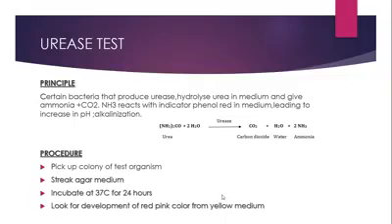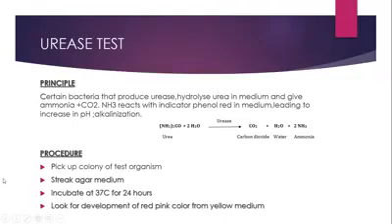Now the third test is the urease test. The principle here is that certain bacteria produce an enzyme, urease, which can hydrolyze urea in the medium and give off ammonia and carbon dioxide. So the urease present in some of the bacteria can hydrolyze urea into carbon dioxide, water and ammonia. Now this ammonia can be detected by the phenol red indicator used in this test, leading to alkalinization of the medium, and hence the color changes. In this case the color will change from yellow to red, pink.